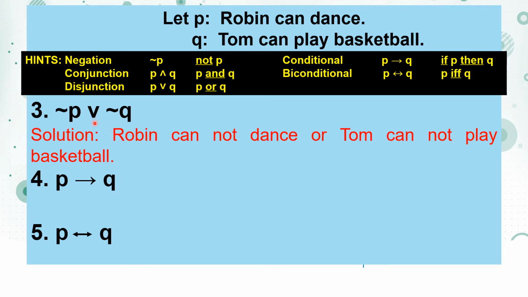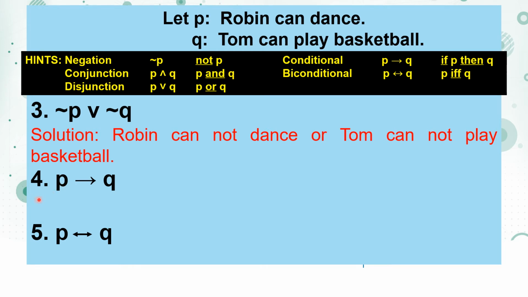And this symbol, the keyword is or. So we write or. Next, negation of Q. Our Q is Tom can play basketball. The negation of this, or opposite of this statement, is Tom cannot play basketball. Again, the opposite of can is cannot. So the English translation for this mathematical statement is Robin cannot dance or Tom cannot play basketball.